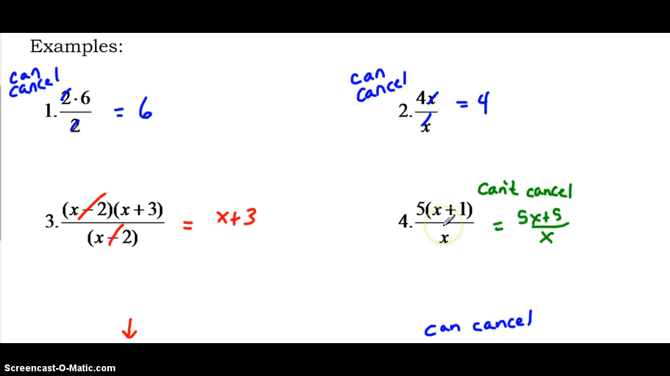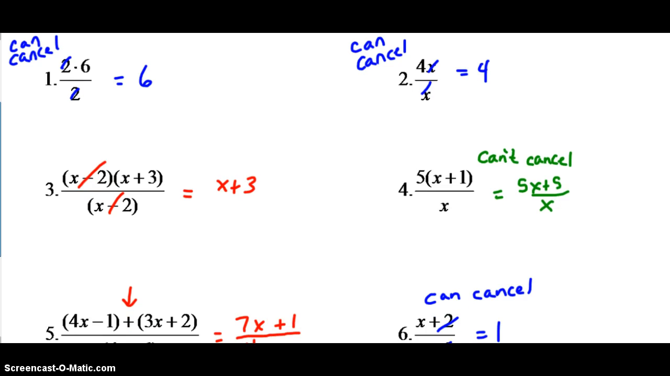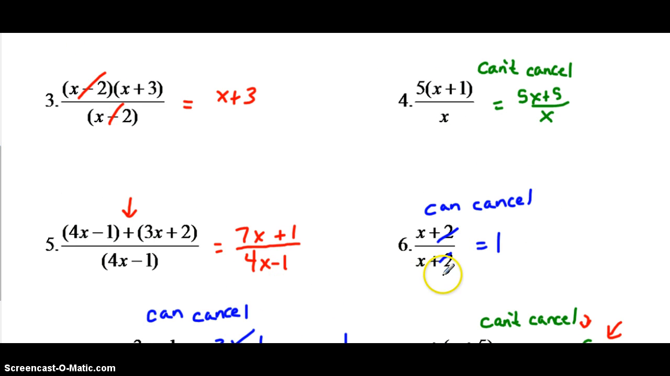For number 4 here, you cannot cancel. This is a factor of x plus 1 times 5, so it cannot cancel with that x. So it can't cancel here. Number 6, you can. You have x plus 2 all divided by x plus 2. So that would simplify to 1.